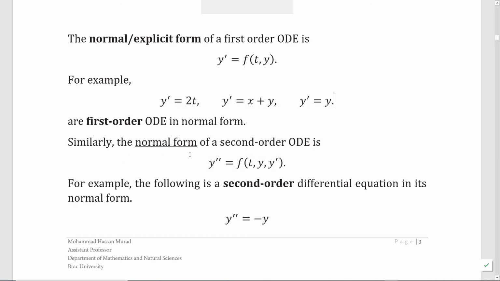Similarly, the normal form of a second order ODE is given by this equation, where the second derivative is expressed in terms of t, y, and y prime. For example, this equation, y double prime = -y, is an example of a second order ODE in normal form.